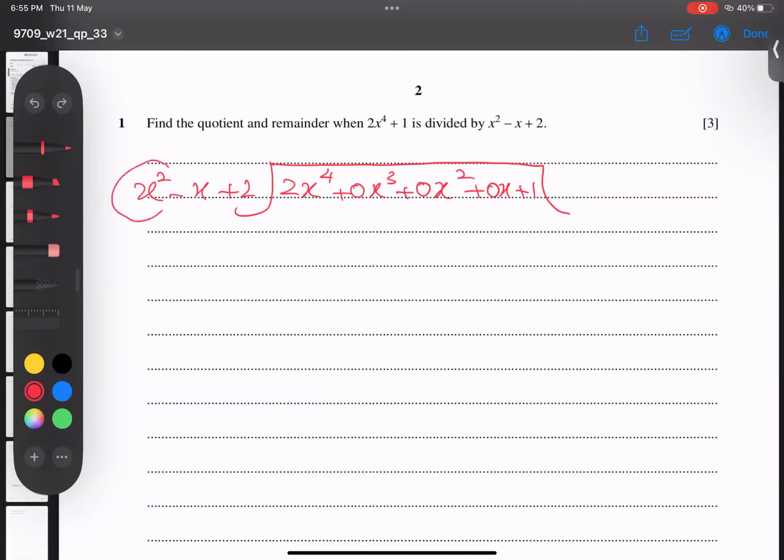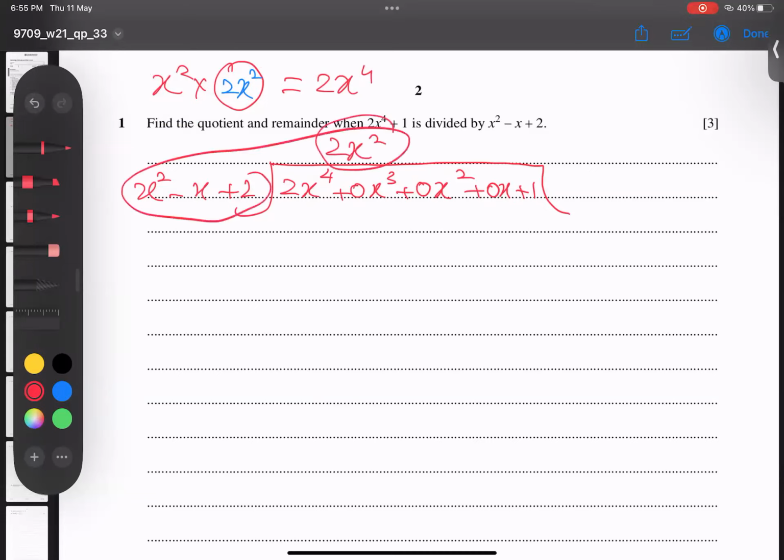Now, first of all, plan this: x squared multiplied by what gives you 2x to the power 4? Naturally, the number coming in the bracket is 2x squared. Now 2x squared multiplied to get the same answer, so it means 2x squared is coming on the top. 2x squared multiplies with all three values.